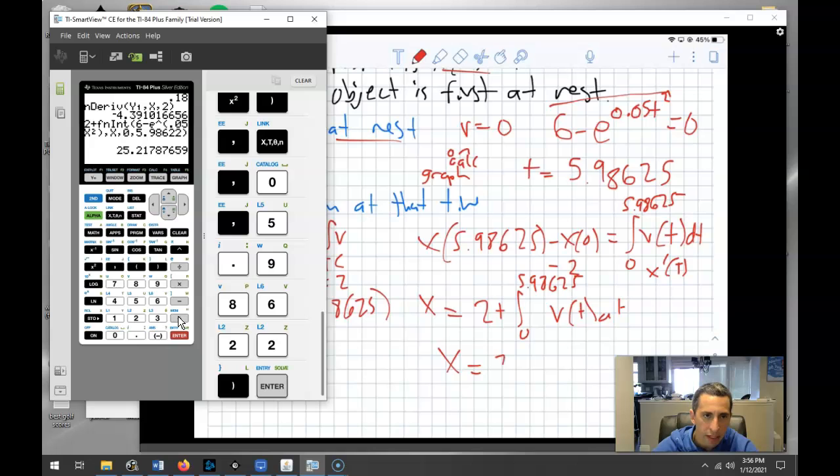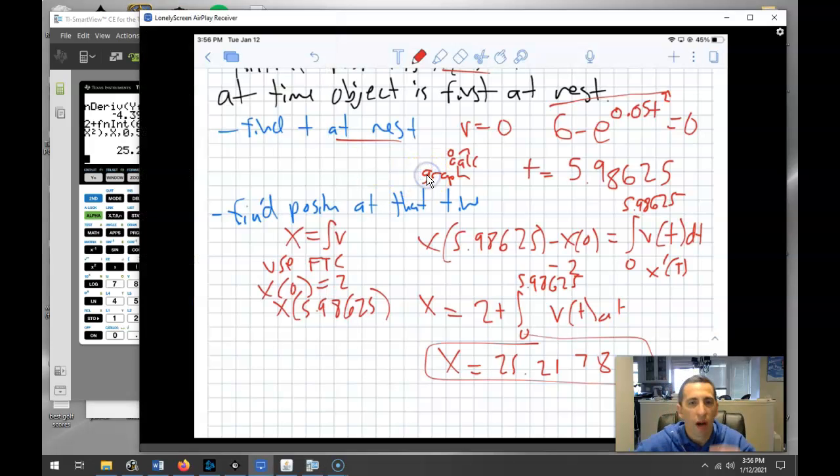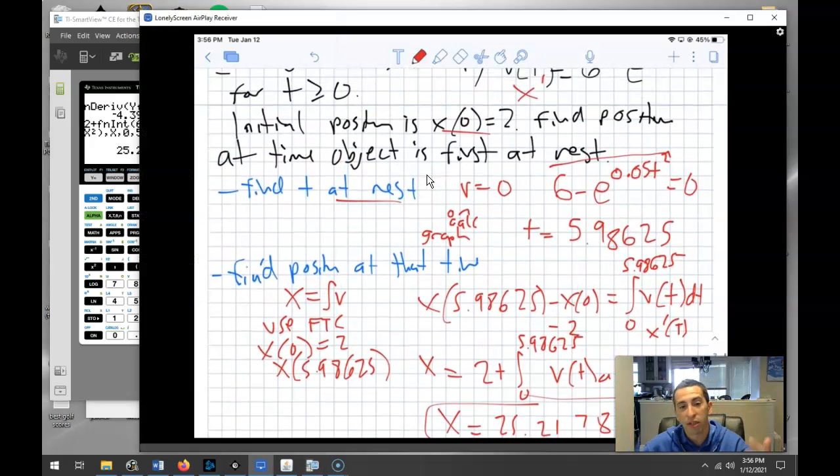Then you just let your calculator do the whole thing, and it'll tell you that the position at that point in time is 25.2178. So again, don't be scared when you see this type of problem. Just say, first off, I need to find when it's at rest, and then the fundamental theorem is how, once I have that time, I can find the position there.